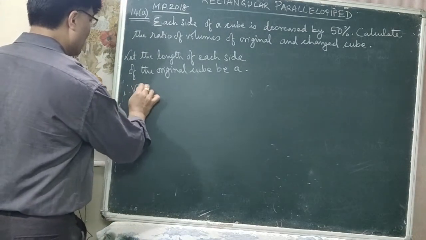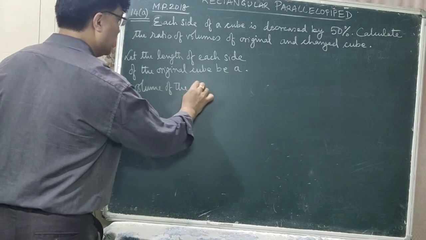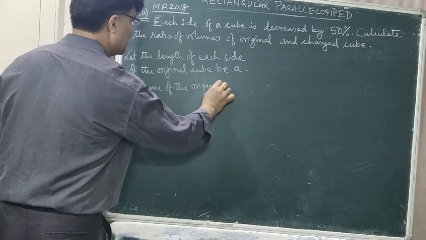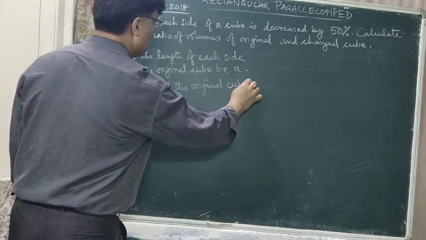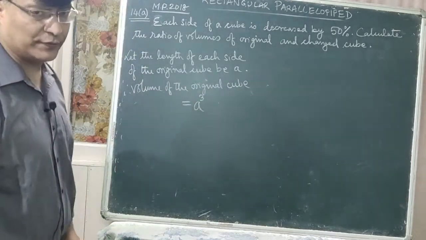So therefore volume of the original cube. So what is the volume of the original cube? What is the formula? That is your a cube.